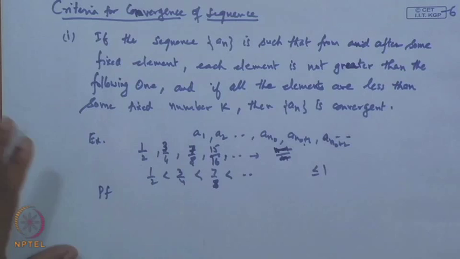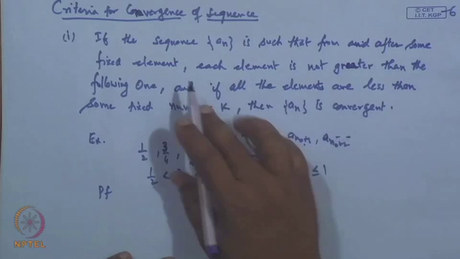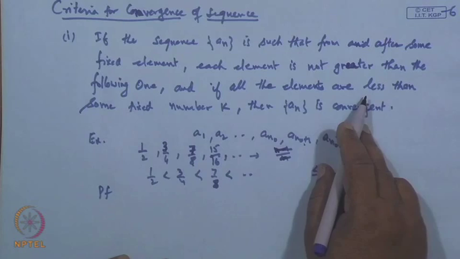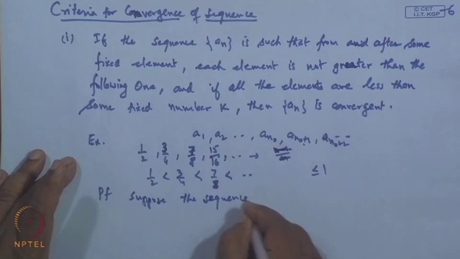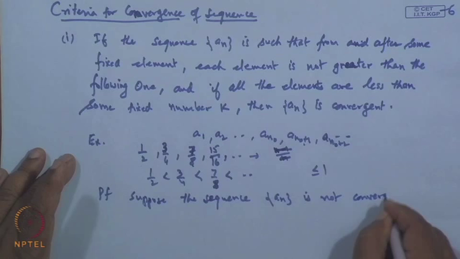Since a_n is a sequence such that from and after some term each element is not greater than the following one, and if all the elements are less than a fixed number, then a_n converges. Suppose this is not convergent. Suppose the sequence a_n is not convergent. It is a diverging sequence. Then it will lead to a contradiction.